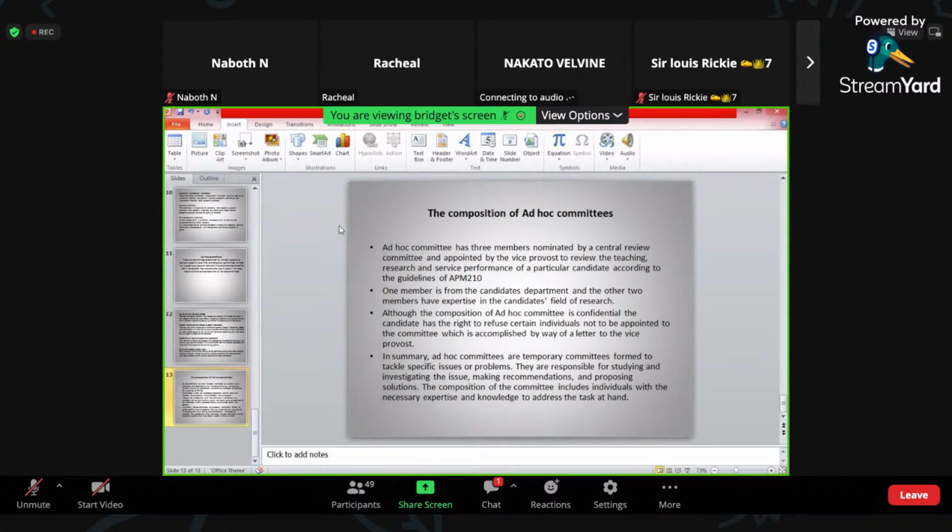They are responsible for studying and investigating the issue, making recommendations, and proposing solutions. The composition of the committee includes individuals with the necessary expertise and knowledge to address the task at hand. So I think that's all I can say for now. Thanks for listening.